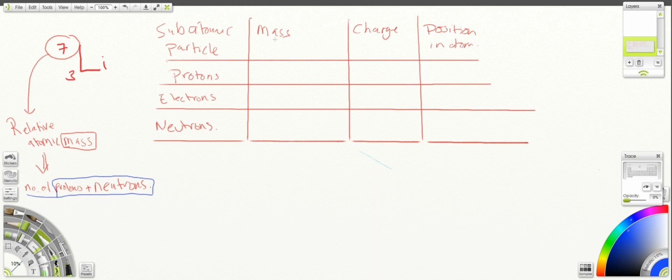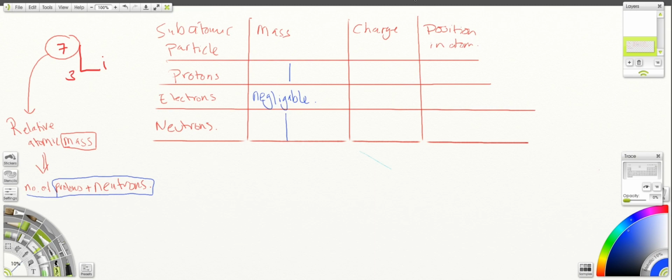So what we can know is that the protons and the neutrons give it its mass. When we're filling in this table, the mass of the protons and the neutrons is going to be the heaviest. So that's 1, 1. The electrons will have a negligible mass. It's hardly anything at all. Just by the definition of relative atomic mass, you know that the mass is the protons and the neutrons.